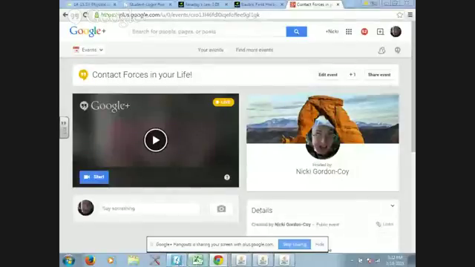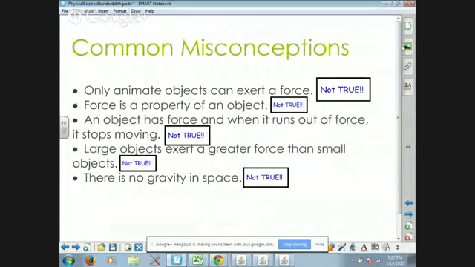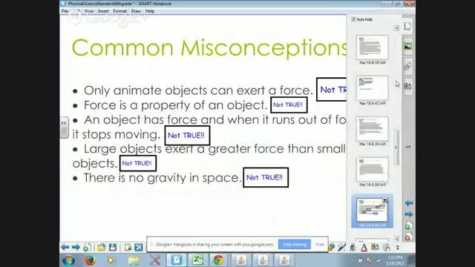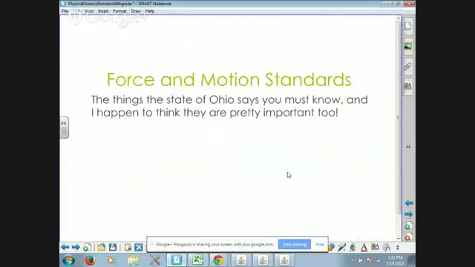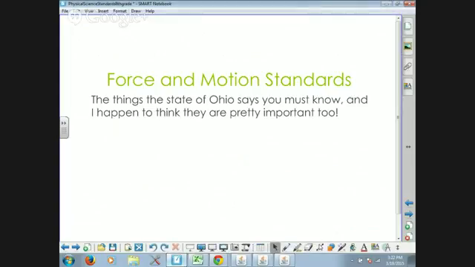So we're going to go ahead and start with the notes. Just bear with me for a moment as I go to a screen share. There we go. All right. Oops, I started at the wrong place, but that's okay. We'll get to those common misconceptions. But let's look at force and motion standards. These are the things that the state of Ohio says that you must know, and I happen to think they're pretty important too. So let's go ahead and get into it.